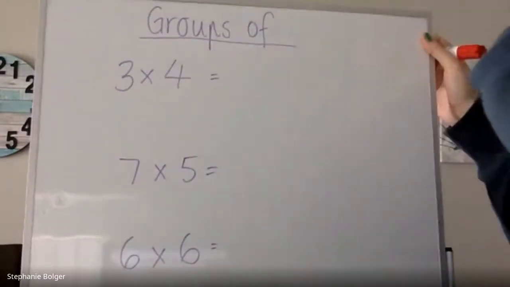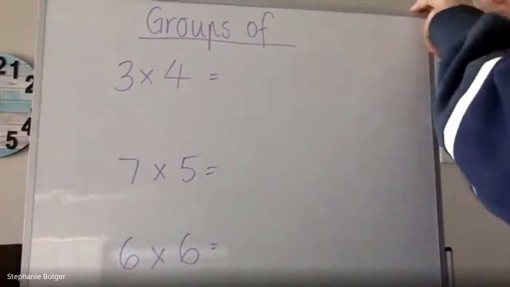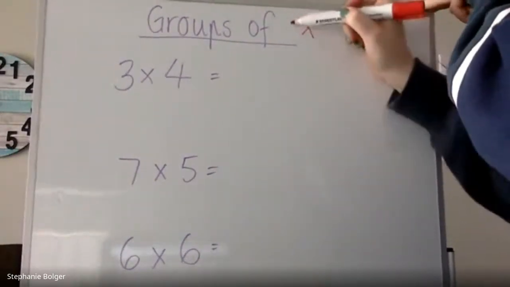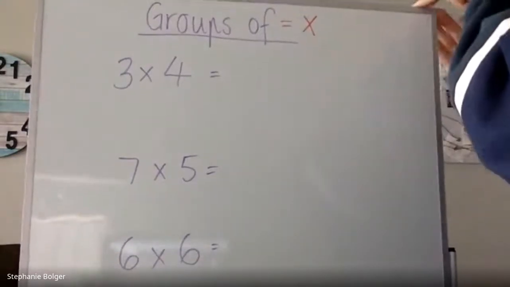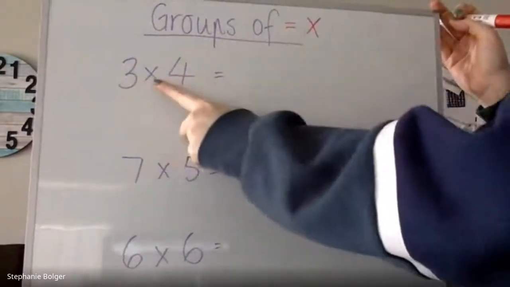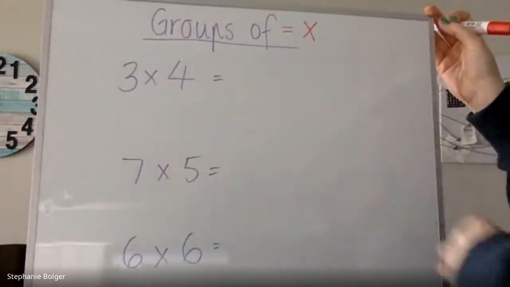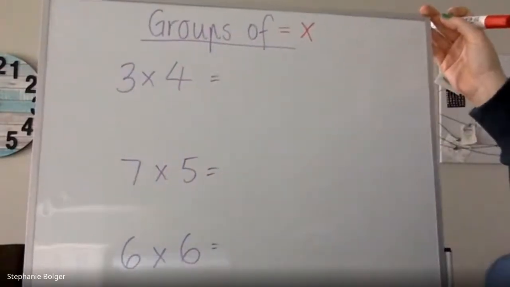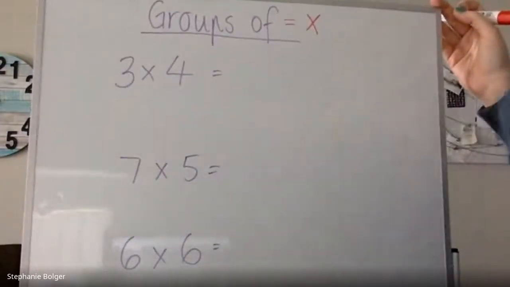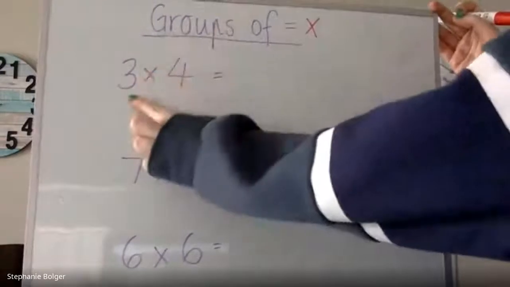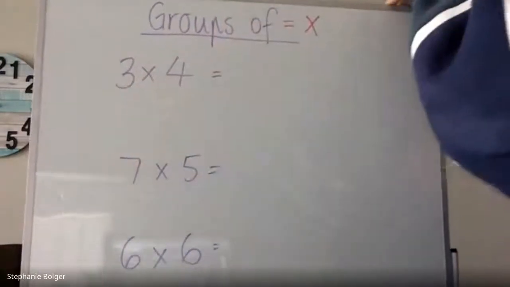Now when we're doing groups of, I want you to trade the x, where we normally say times, and instead say groups of. So we say 3 groups of 4 equals. What we're going to do is draw that underneath so that we can work it out. So 3 groups of 4, which means I need to draw 3 groups.